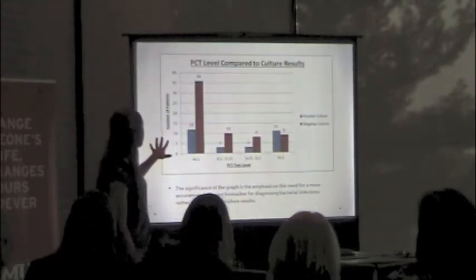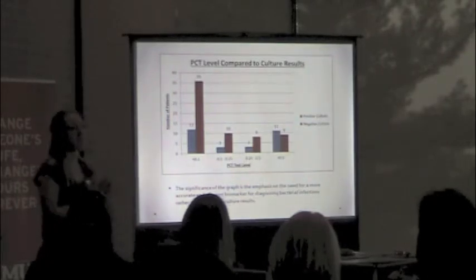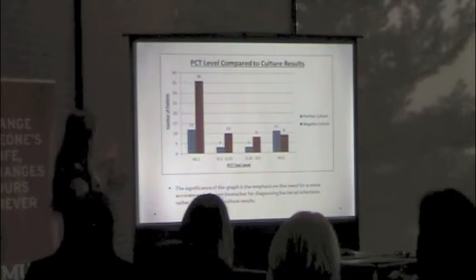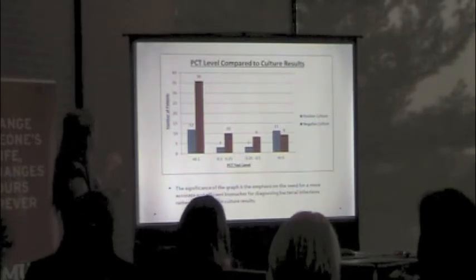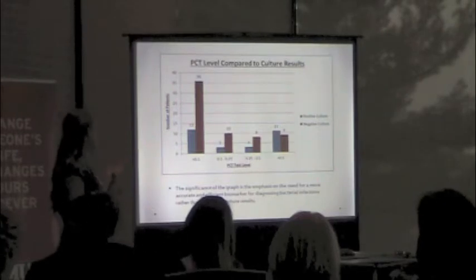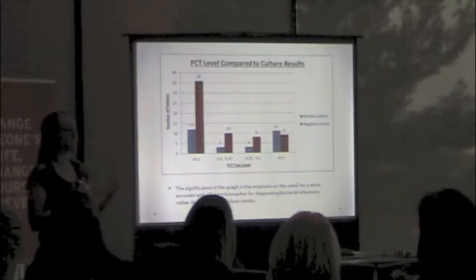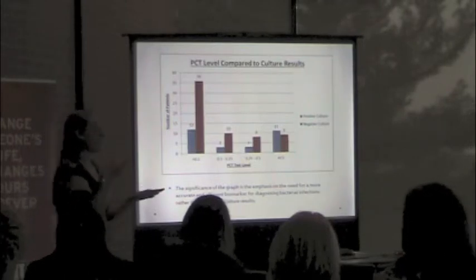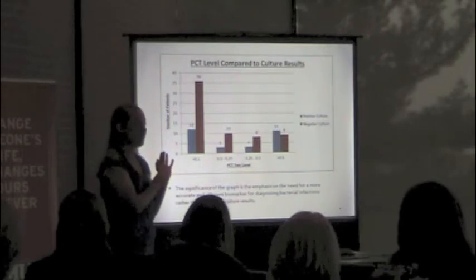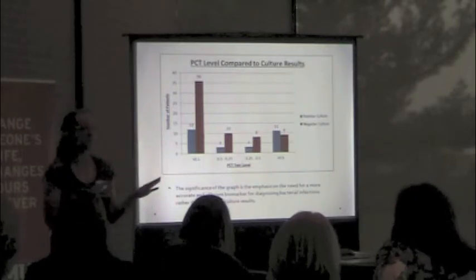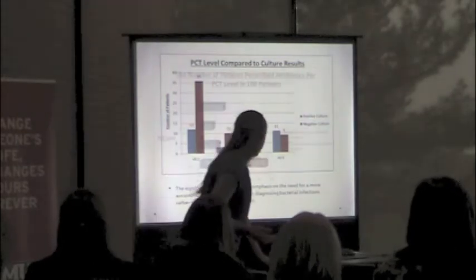This is my culture results in comparison to the procalcitonin levels. What I wanted you to get from this graph was that the procalcitonin level and the culture results make sense up to 0.5, and then there is an increase in the positive culture results, which would mean that there is a bacterial infection. However, there is a small differential between positive and negative culture results, meaning that culture results may not be the best way to determine if there's bacterial infection.